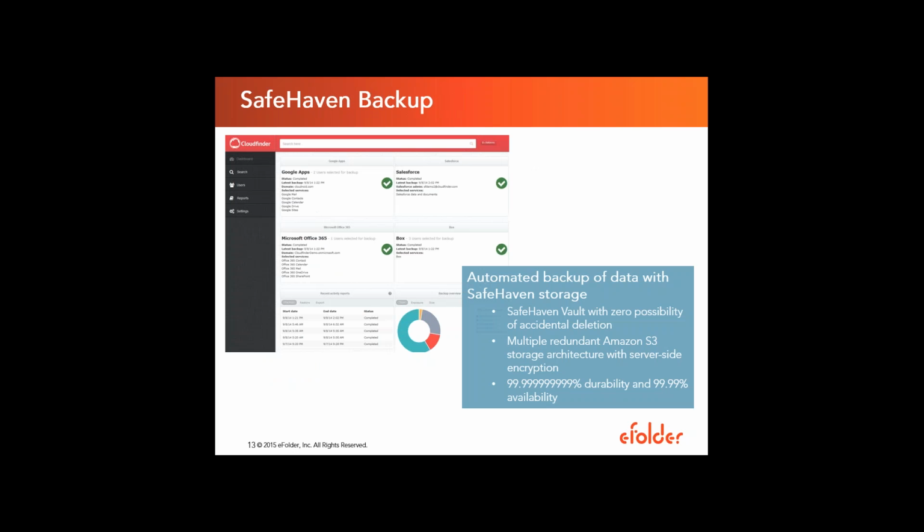So one of the features of Cloud Finder is its safe haven backup. For security and compliance reasons, the safe haven storage is tamper-proof and cannot fall prey to careless or malicious user data deletion. The data is backed up and lives safely in the Amazon S3 cloud. So even IT administrators won't be able to go into Cloud Finder and delete data.